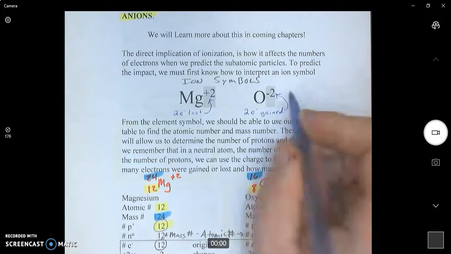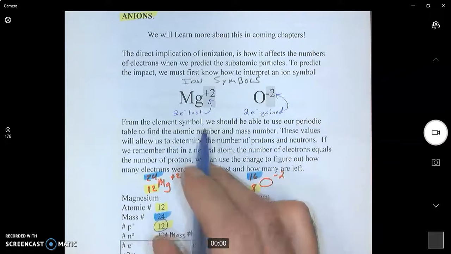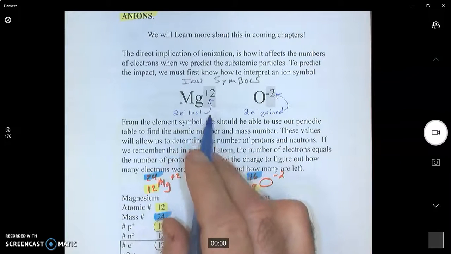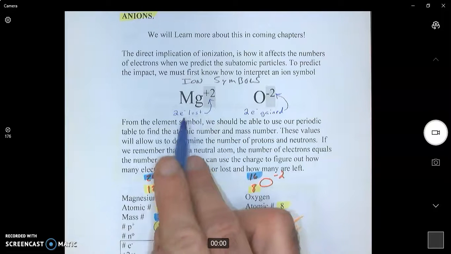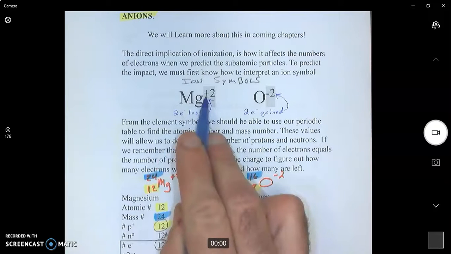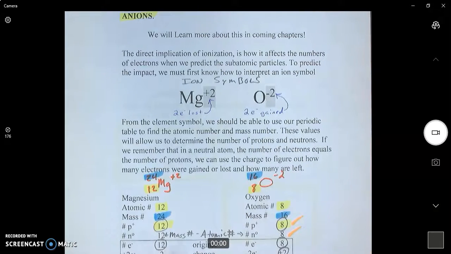Symbol-wise, you might think that positives would mean gaining and negatives would mean losing. Ionization is backwards. Remember that. Charges are backwards for electrons. Positive charge, electron lost. Negative charge, electron gained.